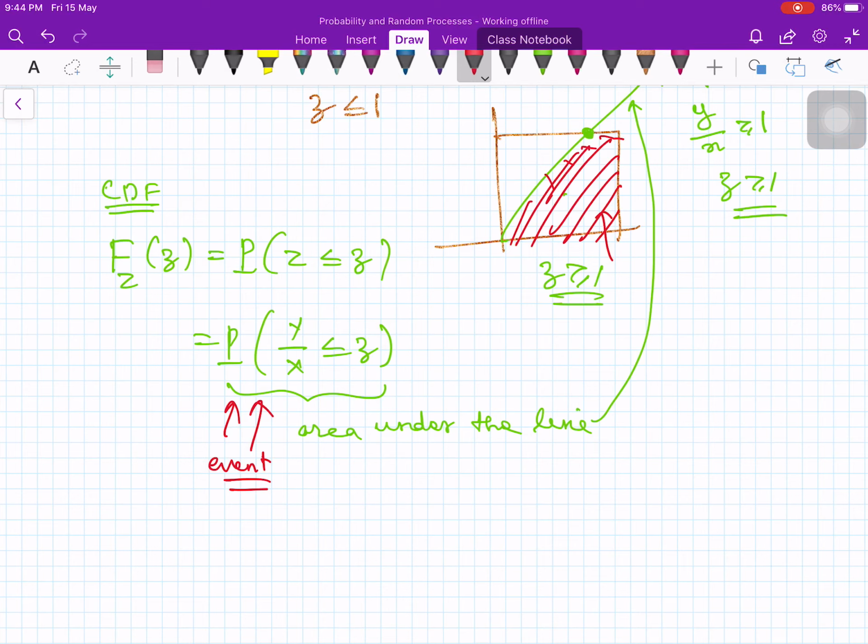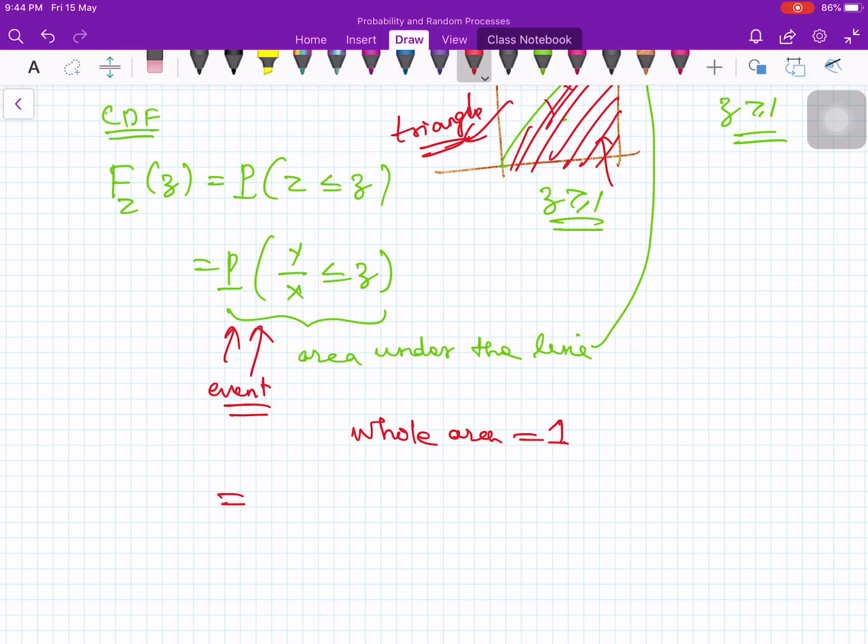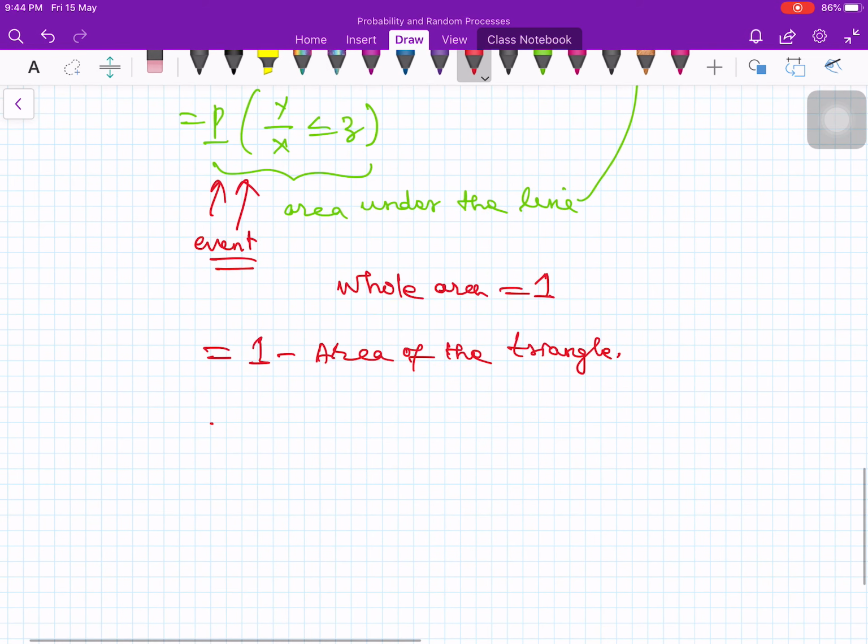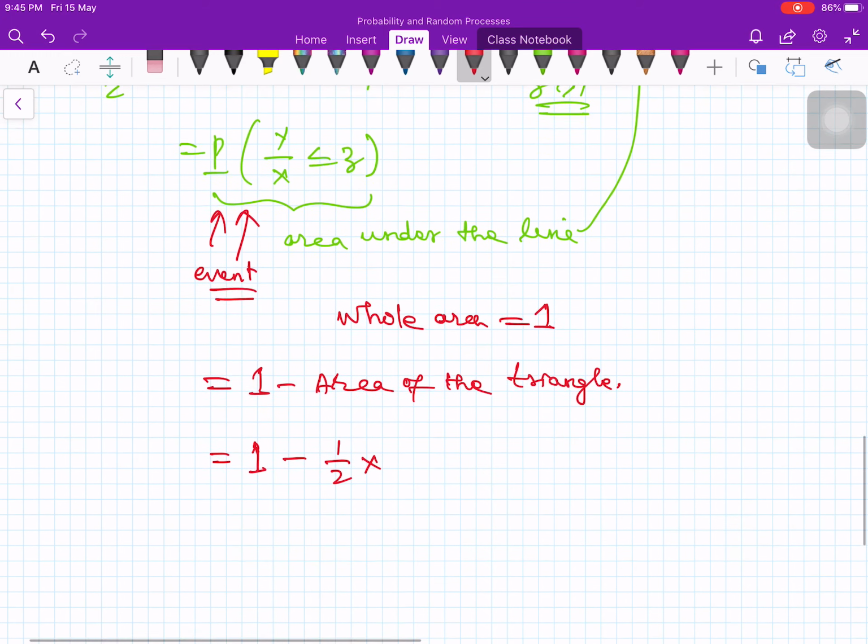So how do you do that? One way of finding this red shaded area is to consider the whole area. What is the whole area? Whole area equal to unity, 1 times 1, it's a square, right? And subtract the area of this triangle. Take this triangle, because finding the area of the triangle is a little easy. Just now we did in the previous case. So that event is going to be the total area 1 minus the area of the triangle.